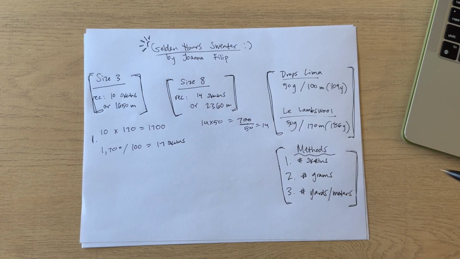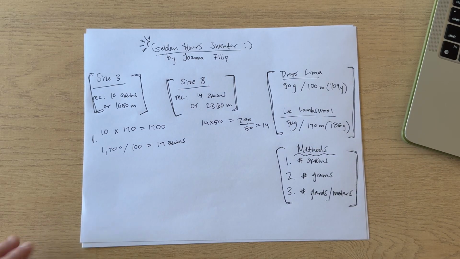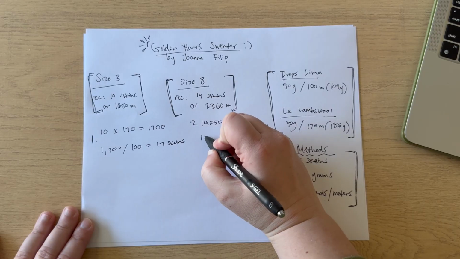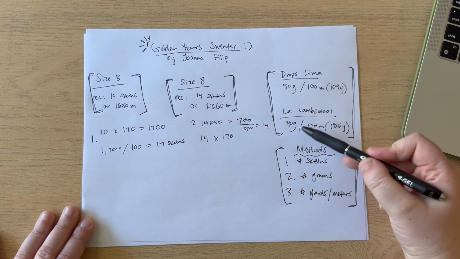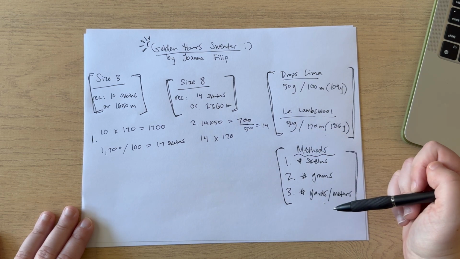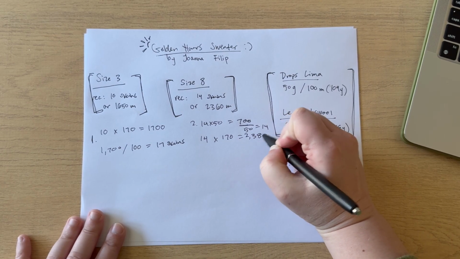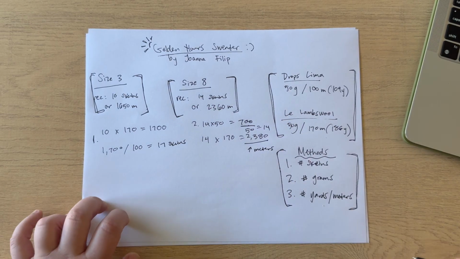So I'm just going to continue on. Now we have 14 skeins of the Lamb's Wool that we need for size 8, right? So now we need to figure out how many exact meters that is. We do that in the same way as step 1 over here. So 14 times 170, because again, over here, 170 meters per 50 grams, equals 1,380. So this is how many meters we need to knit size 8, right?